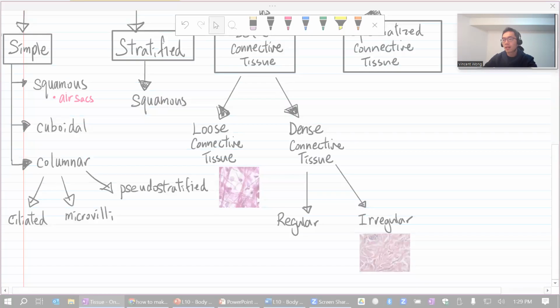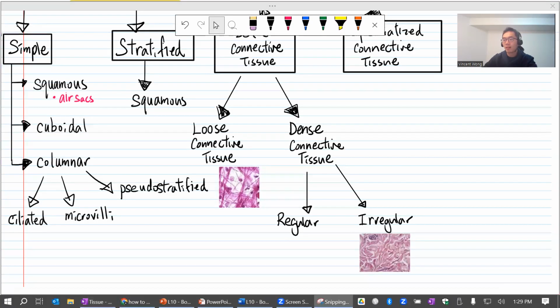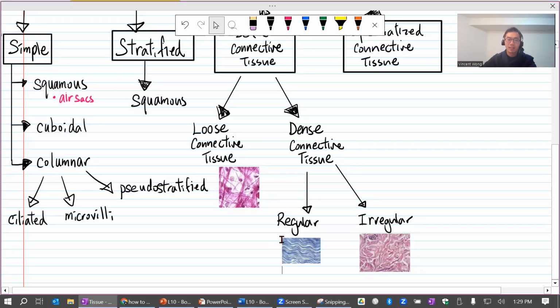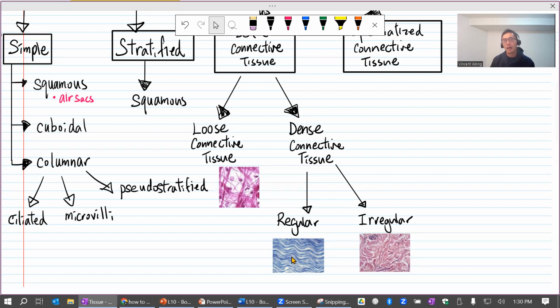Think of that as waking up in the morning and you haven't combed your hair yet. It's all tangled up. It's like my kid's hair every morning, like a bird's nest. And then once you comb it out, they become regular. They are all going in the same direction. So the fibers in regular all go the same direction. That gives them strength and more structure, and you will find them in tendons.